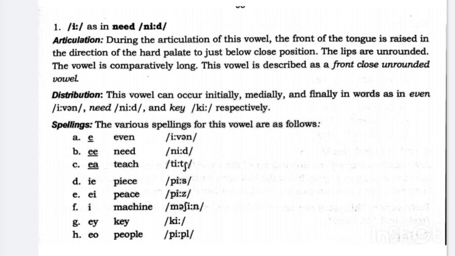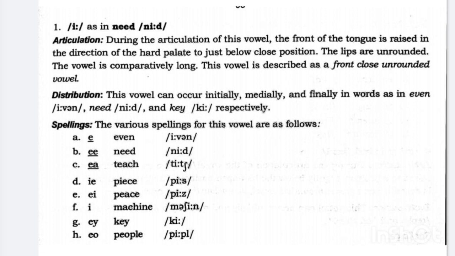And the word key, see, K comes in the beginning and E comes in the end. That is finally. So, this is in the final position. So, in even, E is in the start, in need, E is in the middle, and in key, E is in the end, that is in the final position, respectively.